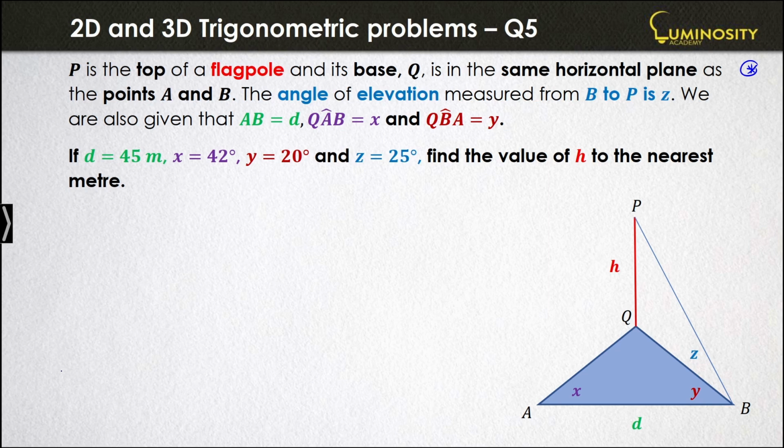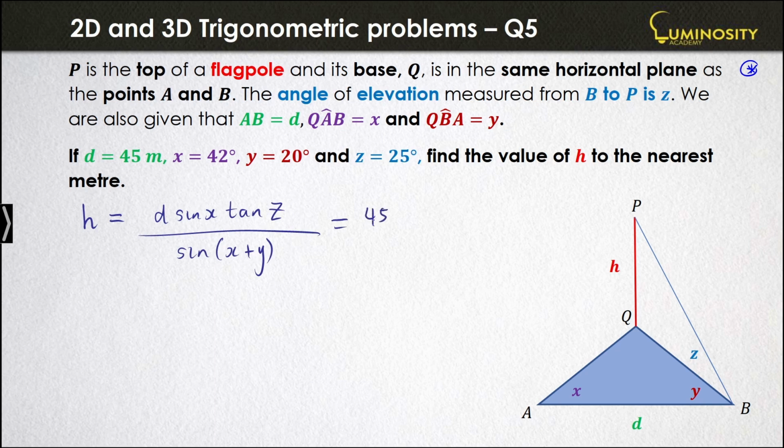Okay, so we derived an expression for H. It was D times sine of X times tan of Z, all divided by sine of X plus Y. So now let's put in that information. It's going to be 45 meters times the sine of X, which is 42 degrees, times tan of Z, which is 25 degrees, all divided by the sine of X plus Y, which is going to give you 62 degrees.